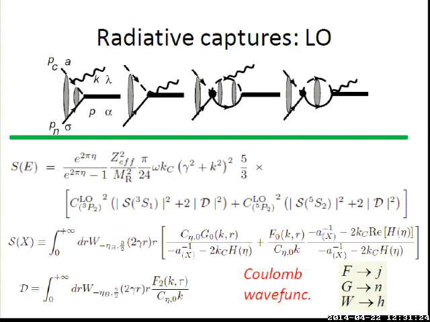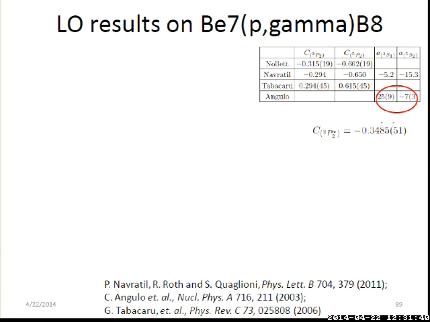So to help you understand, if you turn off the Coulomb, basically the F function goes to the Bessel function, G goes to the irregular Bessel function, and W goes to the outgoing wave function at negative energy. So this table collects all the information we are going to use. These are the ab initio calculations for the ANCs, and this is the ANC for core excitation. And there is another no-core shell model calculation here. So they actually output the ANCs and the scattering lengths.